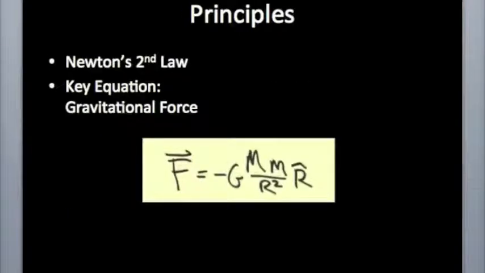The physics principles that apply to this lab are Newton's second law, along with the use of the gravitational force equation, which is the negative gravitational constant times mass 1 times mass 2 divided by the magnitude of the distance squared times r hat. This equation is represented in the VPython code, which is equated to the net force.